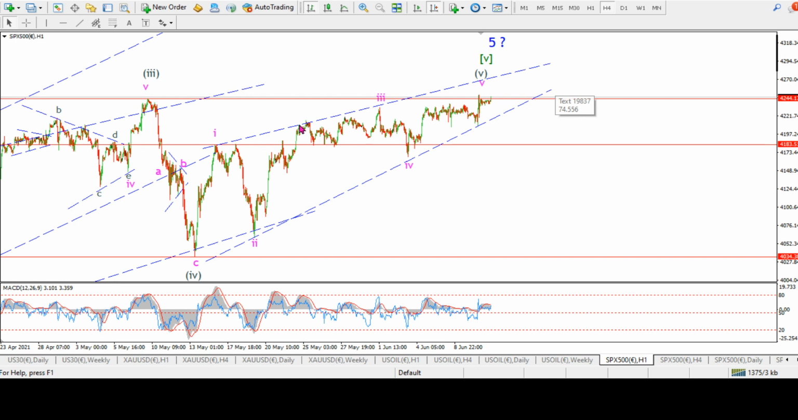Well, you know what I hope anyway. We'll see what comes out. Definitely leaning towards a wedge pattern here in fifth wave. So let's see how that closes out early next week.